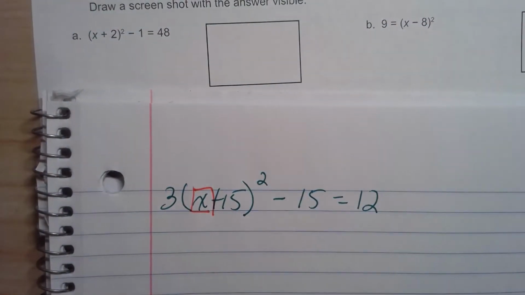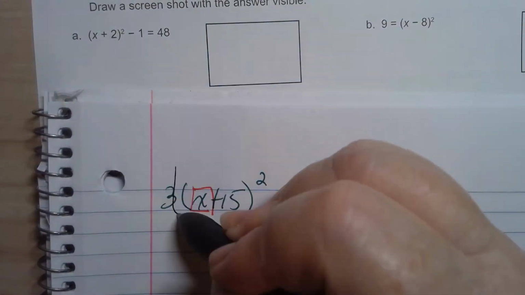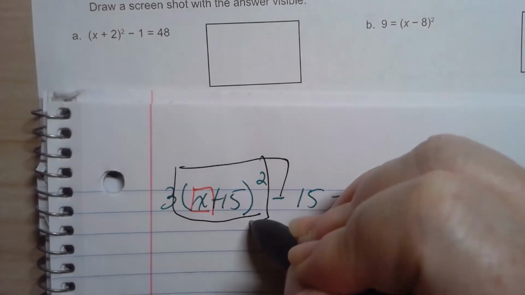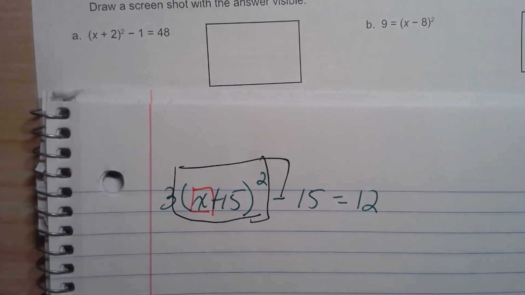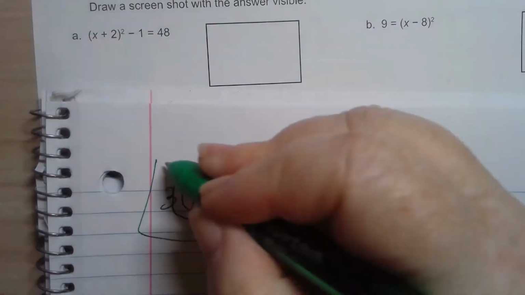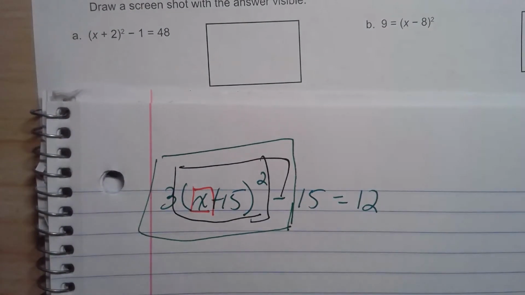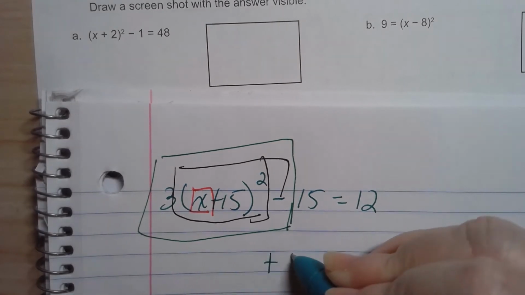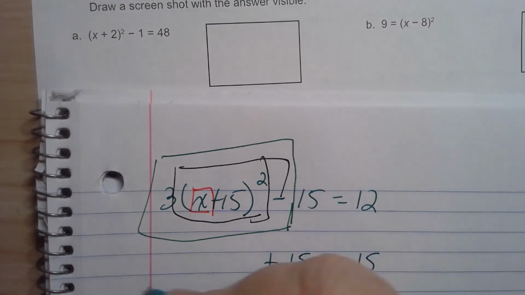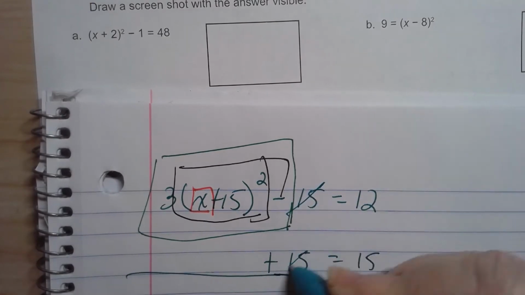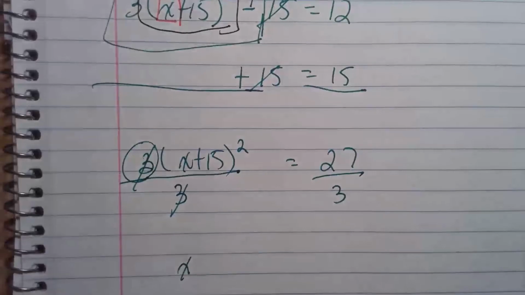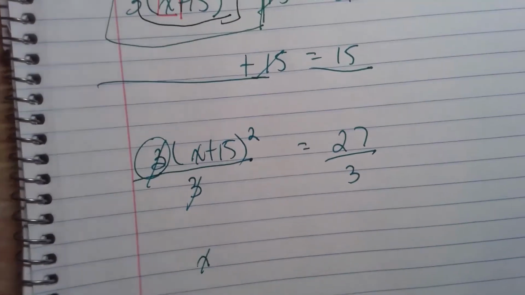Well, there's our variable that we're solving for. This is a good idea to do. I box it in, and because there's multiple things to do, I'm just going to box the next step, and then I'm going to box the next step, so that whatever's left on the outside will be the first thing that we're going to remove. So we've got that subtract 15. We're going to add 15 to both sides to get the 15 out of the way. So it's going to leave us with 3 times the quantity x plus 15 squared equals 27.